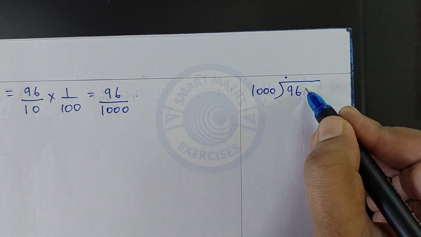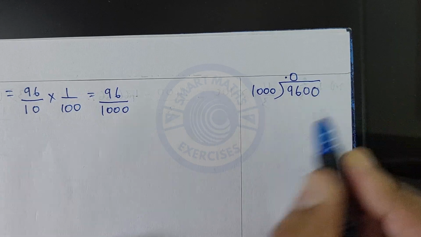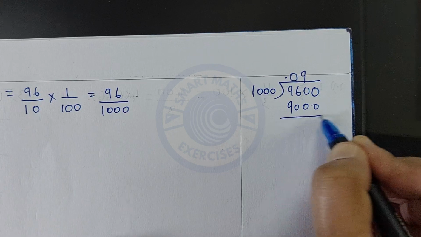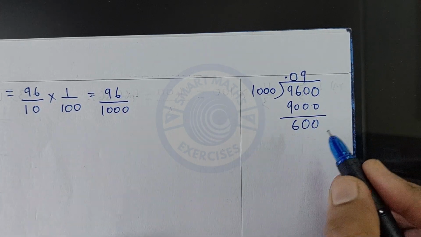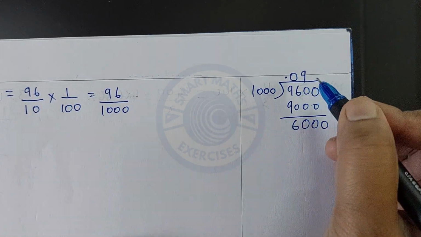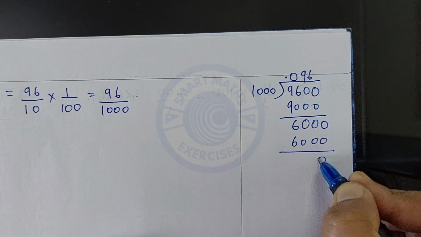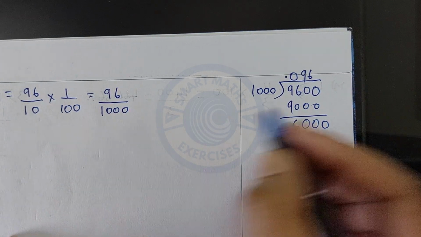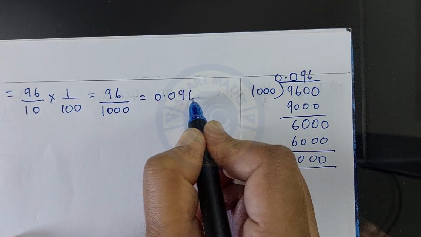Add a decimal point, add a 0, again add a 0 and then a 0. Now 1000 nines are 9000. Subtract 9600 and 9000. We will be left with 600. Since we have a decimal point here, you can add a 0 here. 1000 sixes are 6000. When we subtract 6000 and 6000, we get 0. So answer is 0.096.